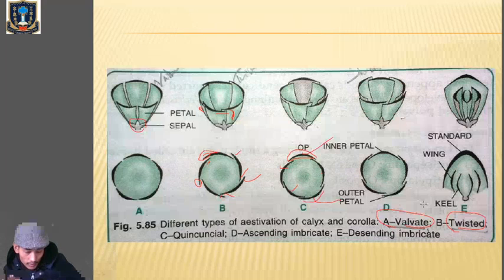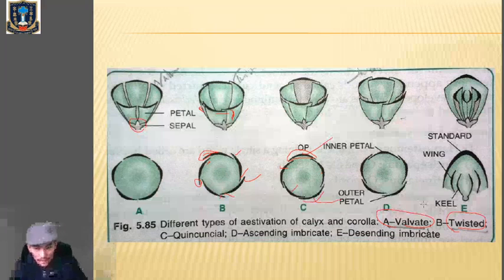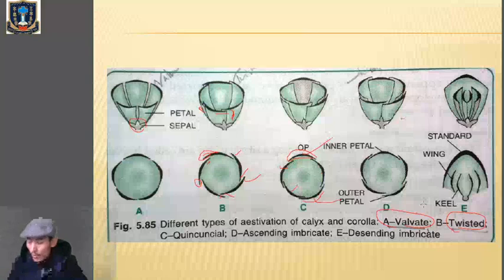We will find degree of overlapping but in a regular manner. And the fourth one was imbricate estivations, where there is irregular overlapping of petals. And mainly of four types. You can learn imbricate proper, quincunxial, ascending and descending. But I have told you that no need to go through the subtypes of imbricate estivation. Just remember what is estivation and what are the four types of estivation.